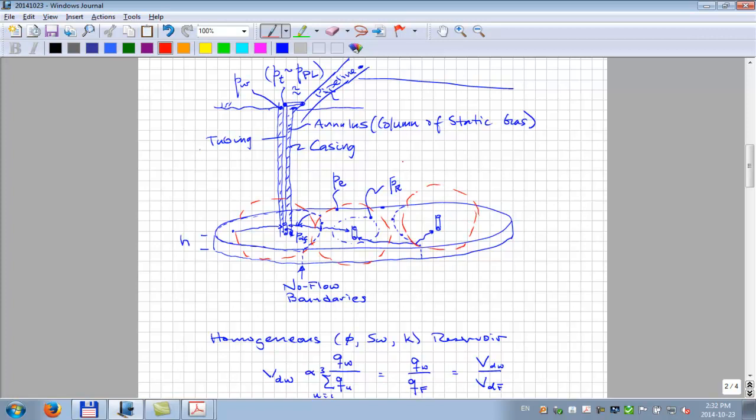We're going to assume the drainage areas are like that, and this distance is what we call RE. So this RE squared times pi is equal to the actual drainage area of the well. Okay, it's an equivalent drainage radius. It has the same area. We just make it a simple shape. Okay?